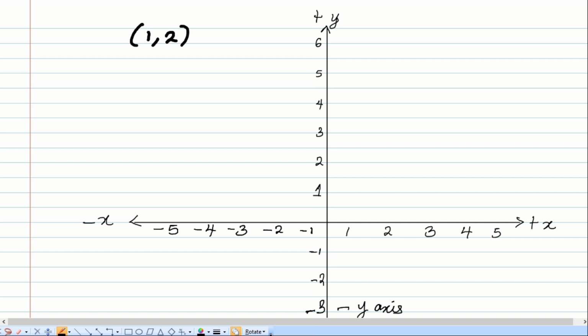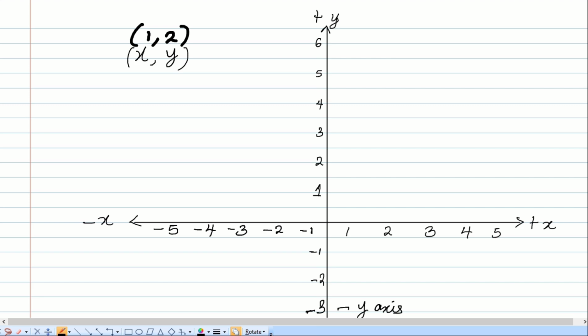Now, the first thing you must note is that the first value there is for the x-axis, while the second one will be for the y-axis. So generally, it's always given in the form x, y. Right? So the first value is always for the x, while the second value is for the y. So when we are given the values 1 and 2, what do we mean? We simply mean that from the origin.